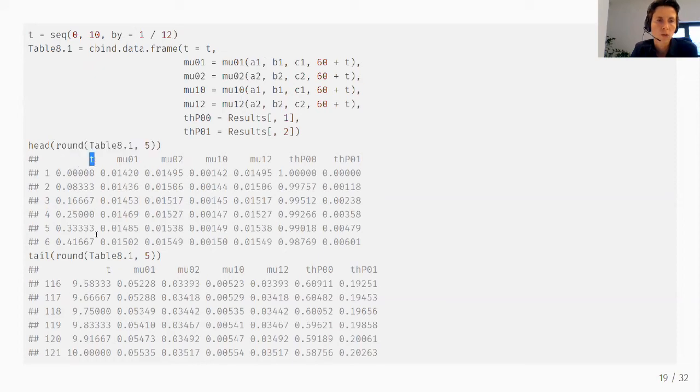So where you see the grid points T, where you see the values for the transition intensities evaluated in these grid points, and where you then can find our transition probabilities. So if you put that next to the table from the book, you should see that that nicely matches our results.